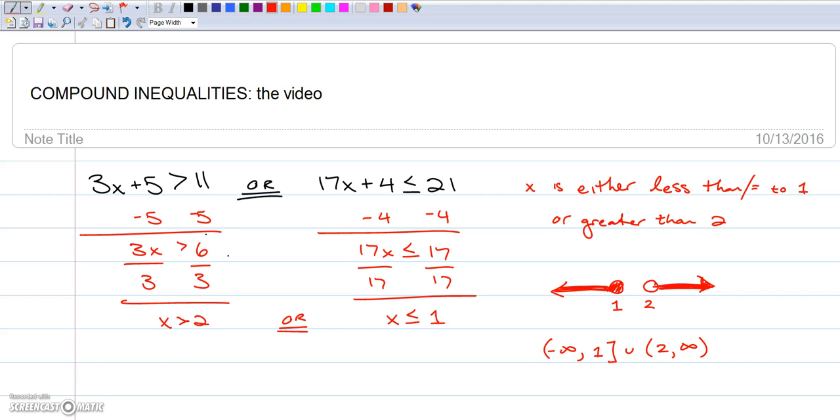So an OR problem, it might not be connected. An OR problem says it is possible that you have an answer in one section. It might be in the other section. I just know it has to show up somewhere in this part that has been shaded.